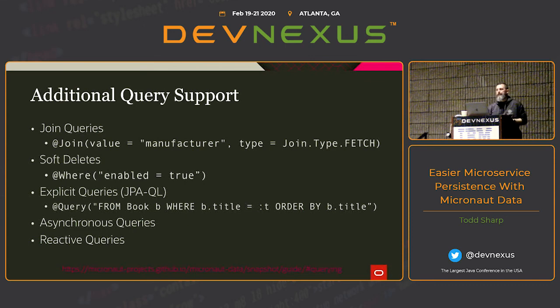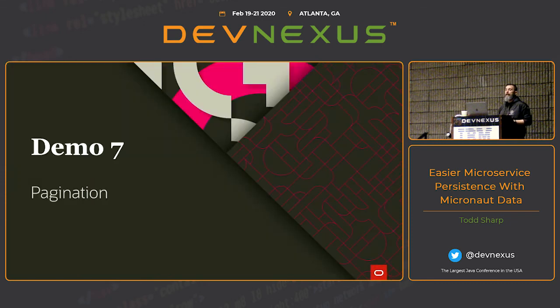For JPA, if you're using that flavor, you use the JPA-QL style explicit query, and as I said, you can do async queries, reactive queries, RxJava. All that support is there. That link is impossible to read on the bottom of that slide.